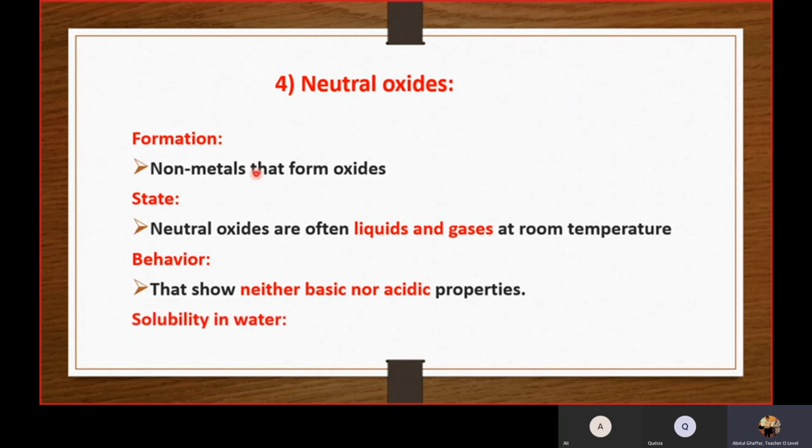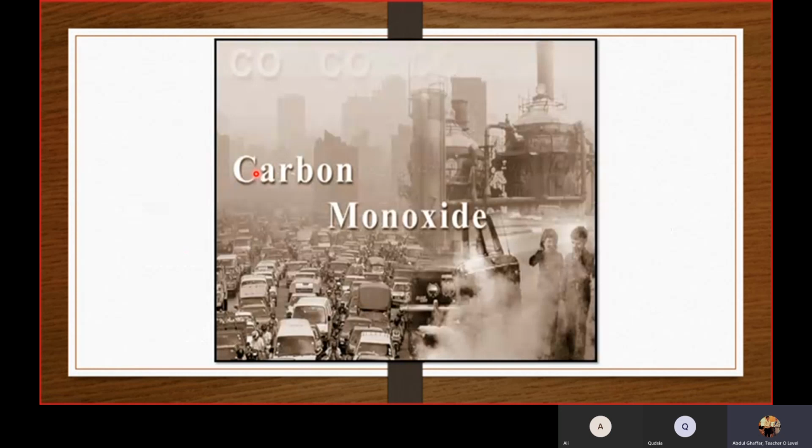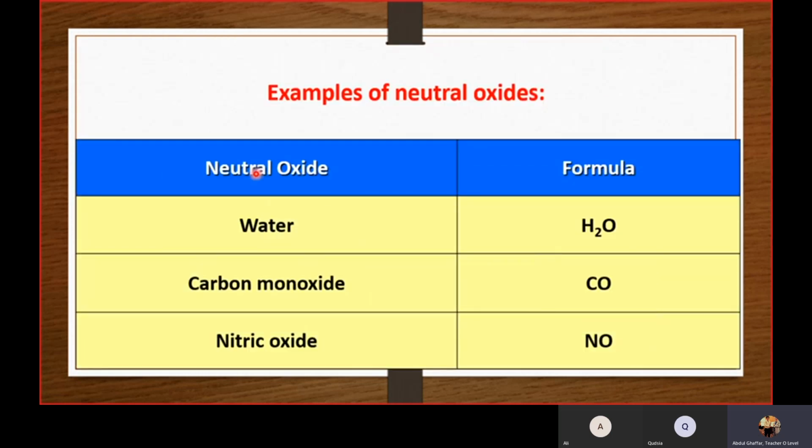Then what is the solubility in water? They are also insoluble in water, but there is one example, which is water, that is soluble in water. Look here, example: carbon monoxide. These are further examples of the neutral oxides: water, carbon monoxide, nitric oxide, right? These are the three examples. Or you can also say nitrogen monoxide.